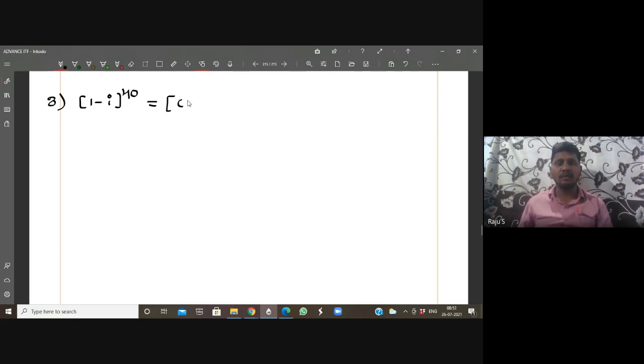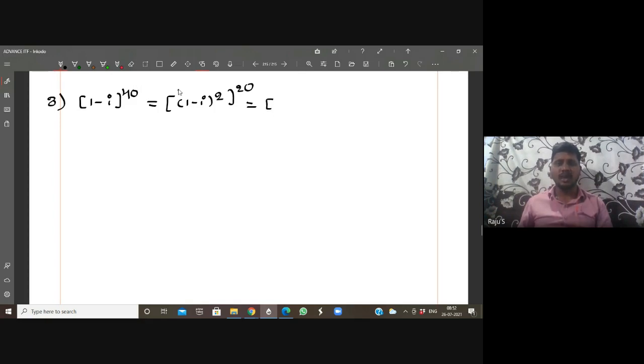First, you should write (1 minus iota) whole square, whole to the power of 20. Actually, the given question is whole power 4 only, but I am taking 40 to simplify. Whatever the power is, if it is a multiple of 2, first you should write it as a square, whole square whole power 20.